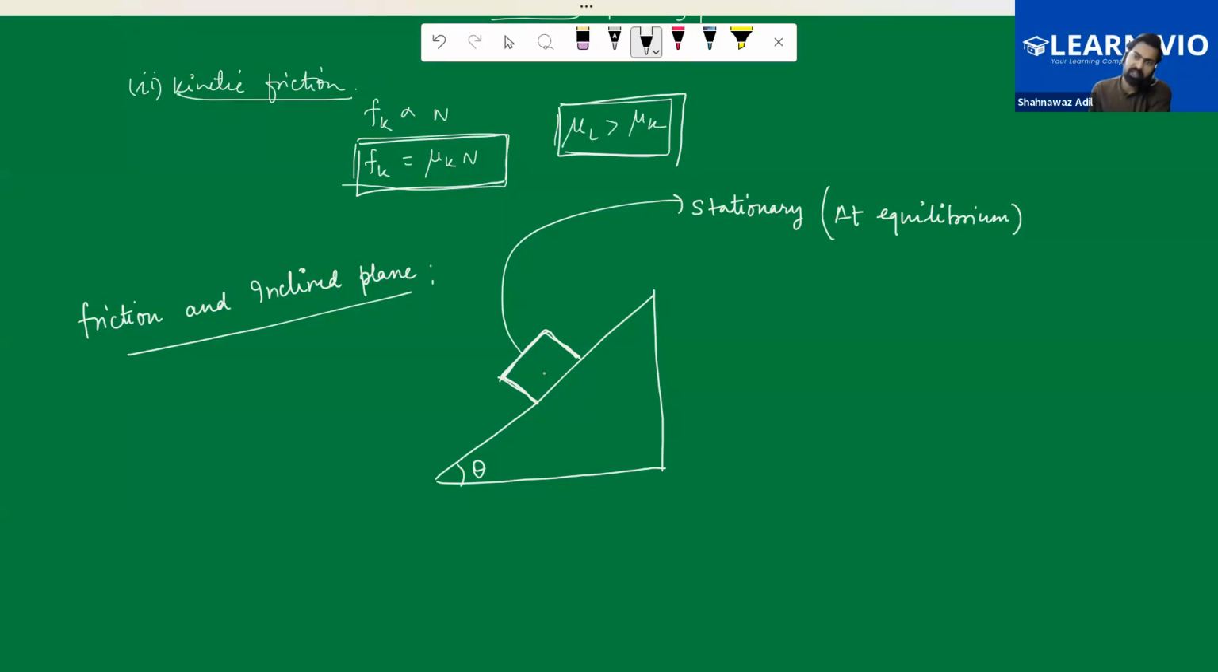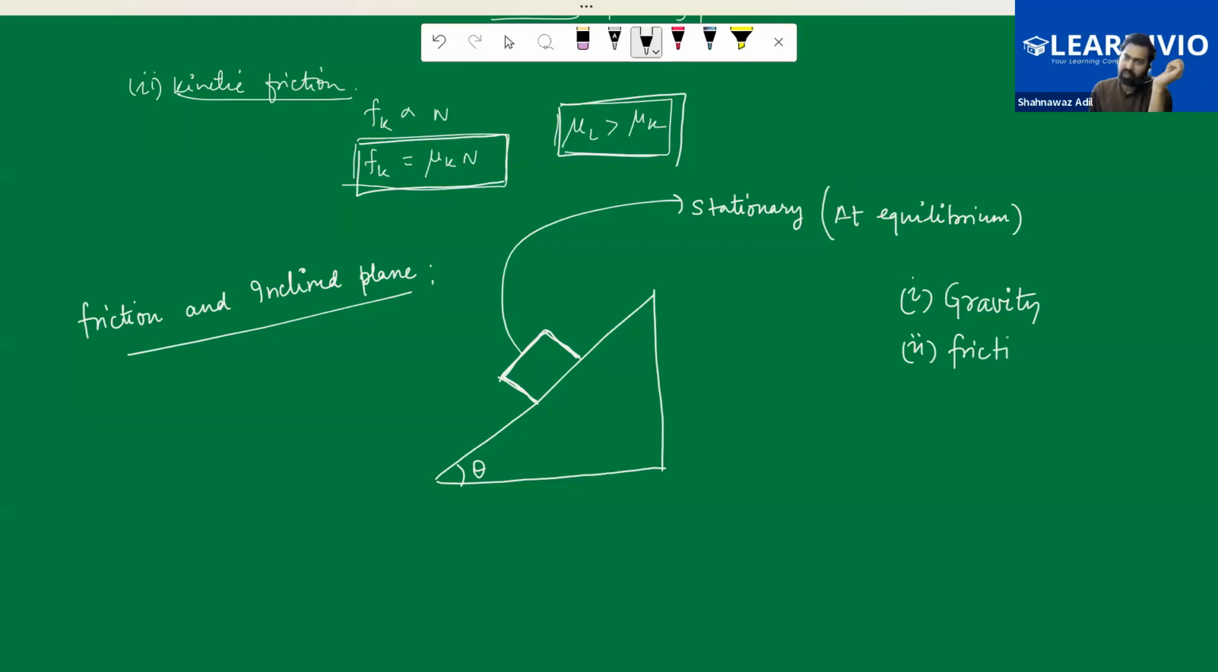On this block, how many forces are active? Don't hesitate, whatever answer is coming into your mind, just tell. Two forces. So what are the forces which would be acting? Gravitational force and frictional force. Absolutely right. So gravity is there and then friction is there.